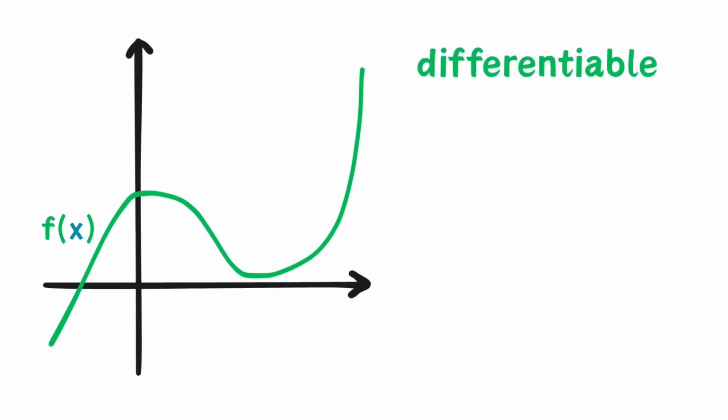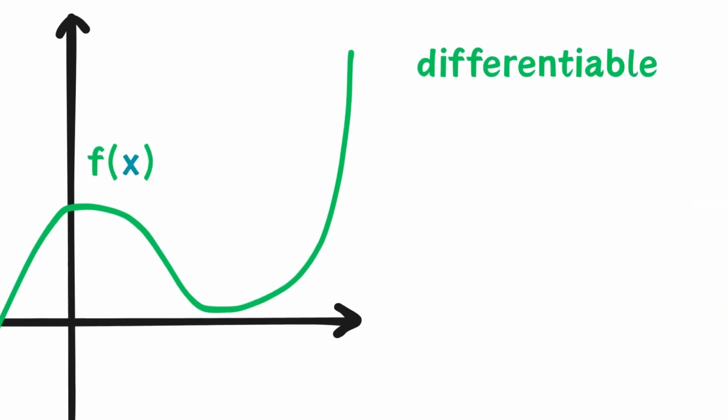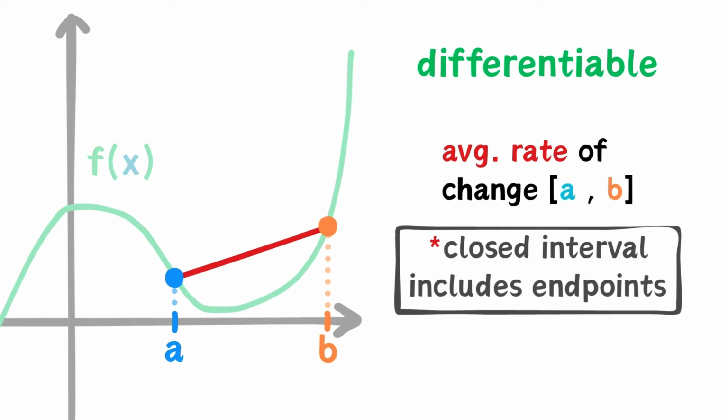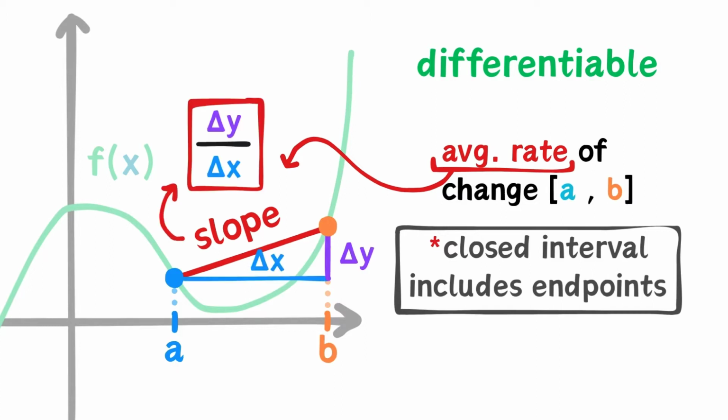At each point in time, he had a speed and covered a specific distance. Alright, so the function is differentiable. Now let's put these 2 points on the function, point A and point B. What is the average rate of change on this closed interval from A to B? That means we include the endpoints. Well, the average rate of change would just be the slope of the line that passes through both points, or the change in y over the change in x. This is all stuff you already know.